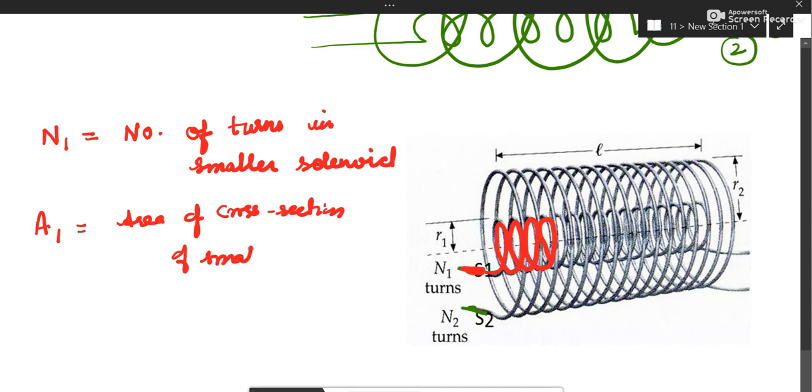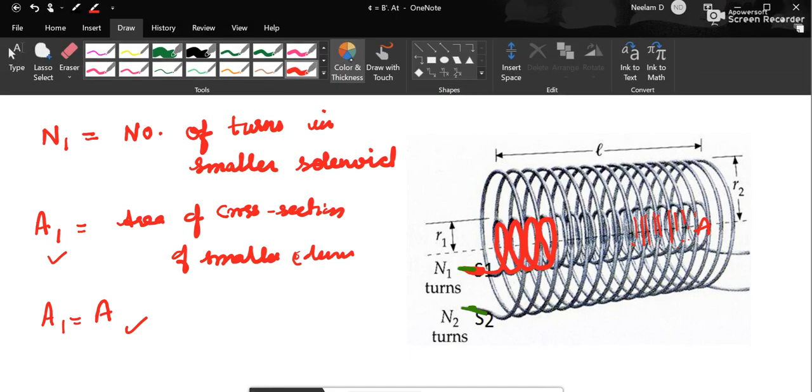Smaller solenoid. This A1 is important. Why? Because it is a common area. So A1 I will take as A. So you can take this area as A. This is the common area and this is your A. It is equal to A1, but then it is A. I have given it a notation.